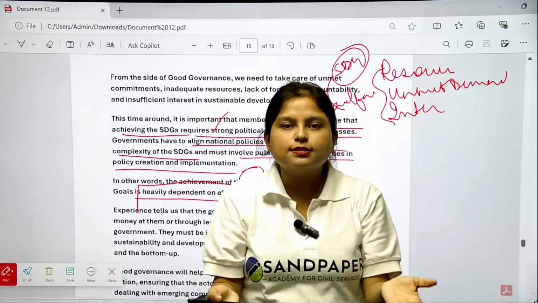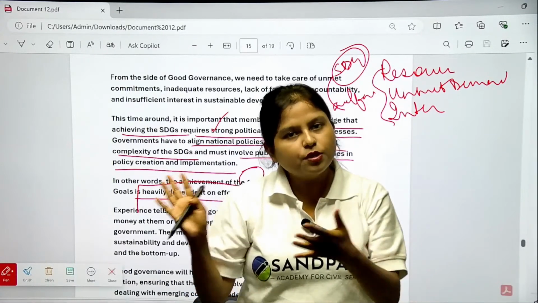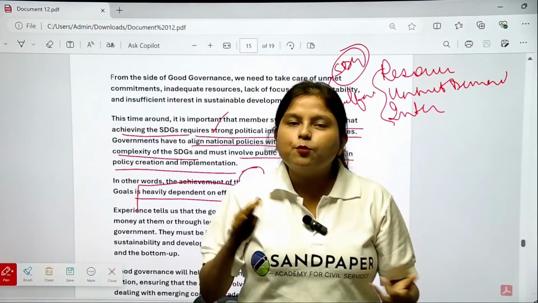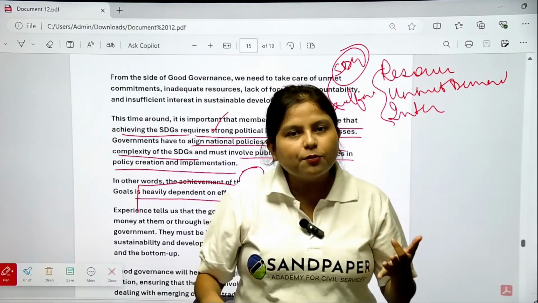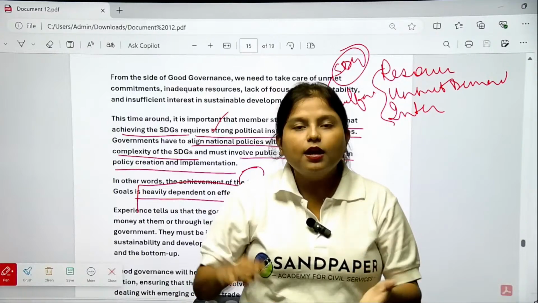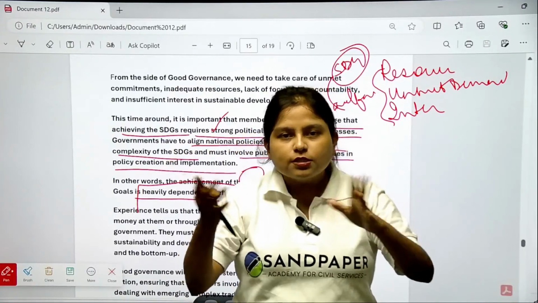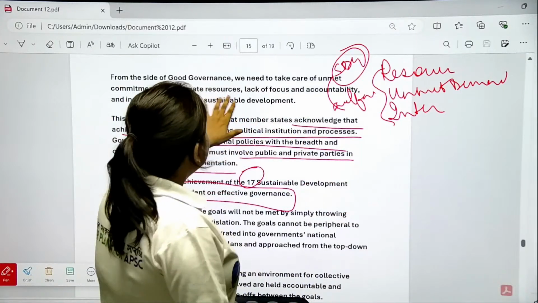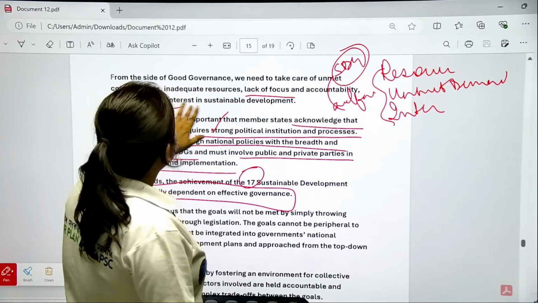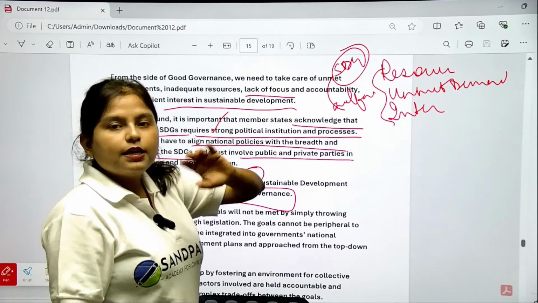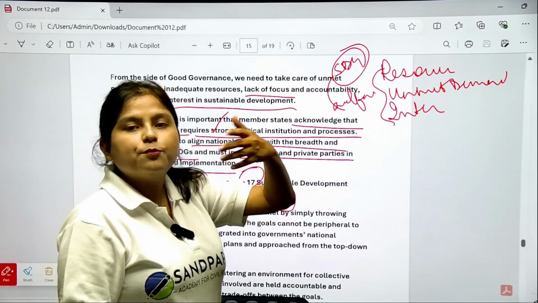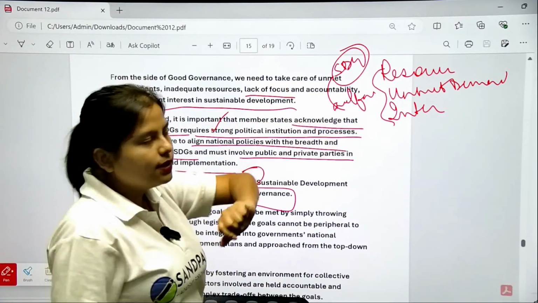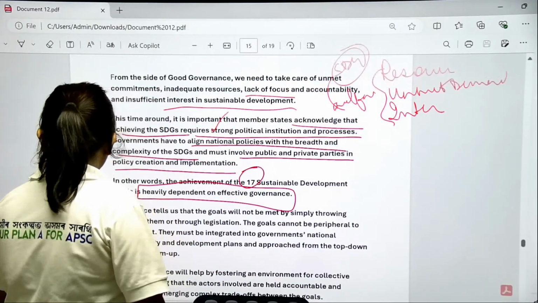To meet the sustainable development goal, we need political ambition, political institution alignment, political policy alignment, accountability, and resources. The whole process and everything should be in alignment with the sustainable development goal. We need to have focus on it. We need to have sufficient interest in sustainable development, and that is how we are going to have a proper sustainable development goal manifestation. Okay, this was what was asked by the question. Let's move ahead.